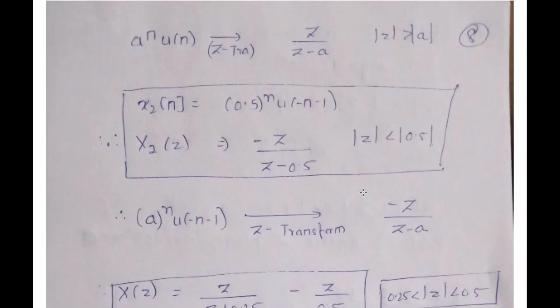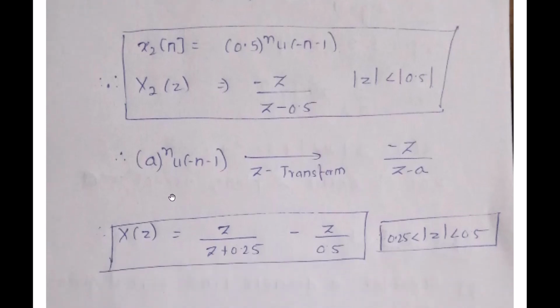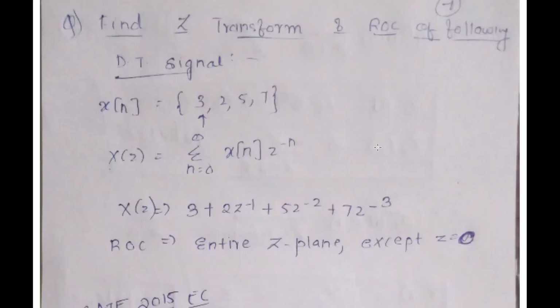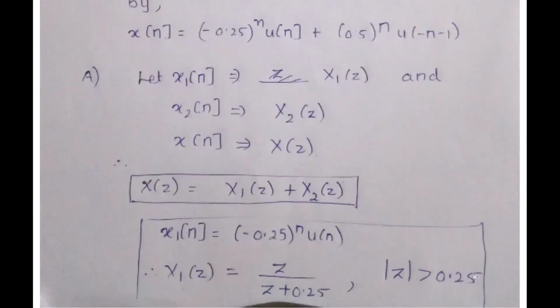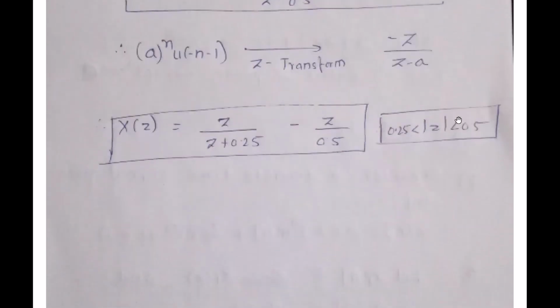Similarly, you have the next formula, which says a raised to n u of minus n minus 1 is minus of z upon z minus a. Hence, you have a raised to n u of minus n minus 1 given as minus of z upon z minus a, where a is 0.5. That is, your mod z is smaller than 0.5. Therefore, the combined ROC is this plus this, wherein my mod z is greater than 0.25, but my mod z is smaller than 0.5. This is the most important formula.